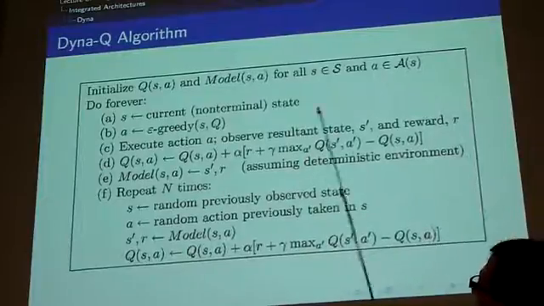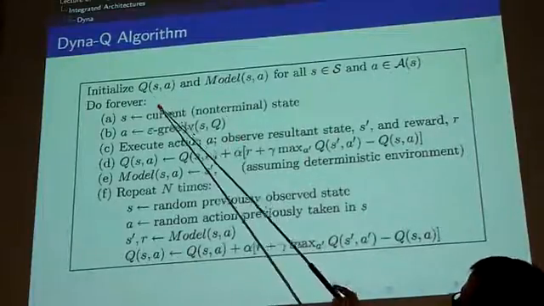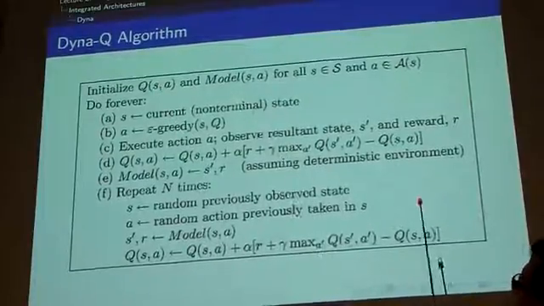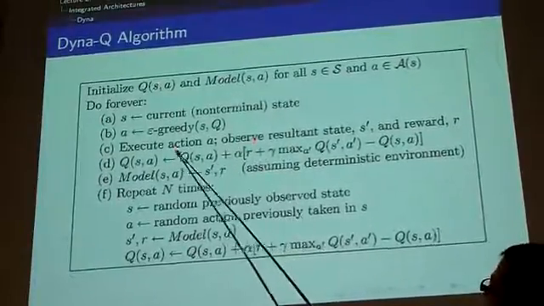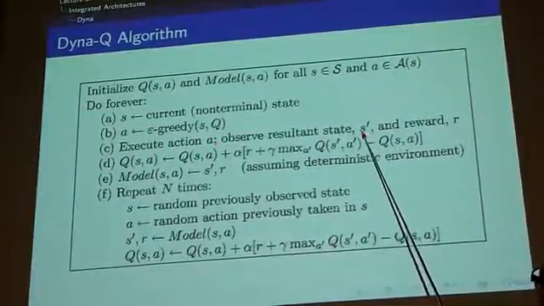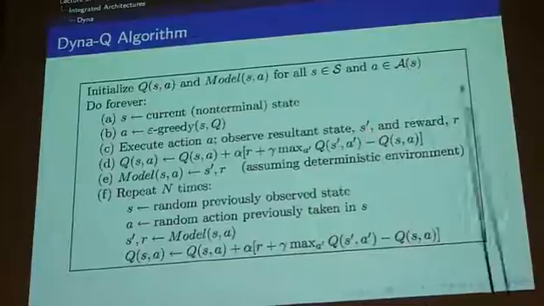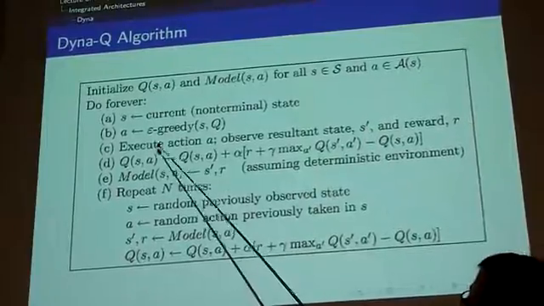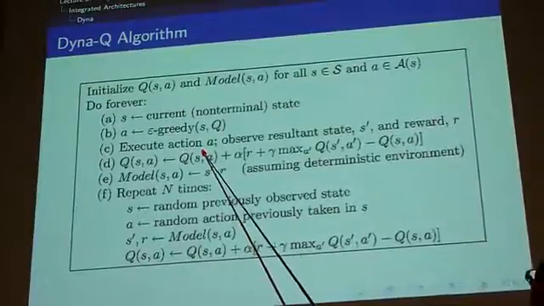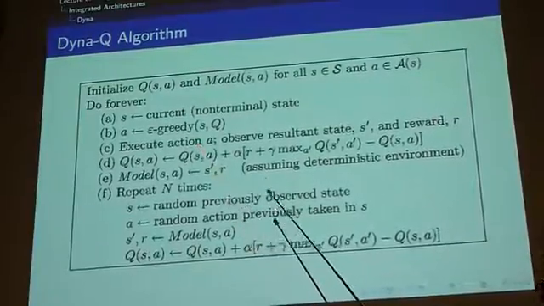So the idea is basically that you start off with some action value function Q, you start off with some model, and basically at each step you take some action A, you observe the state that you end up in and the reward that you get. So this is a real action here. Okay, so you take a real action, the agent, your robot's actually interacting with this environment.